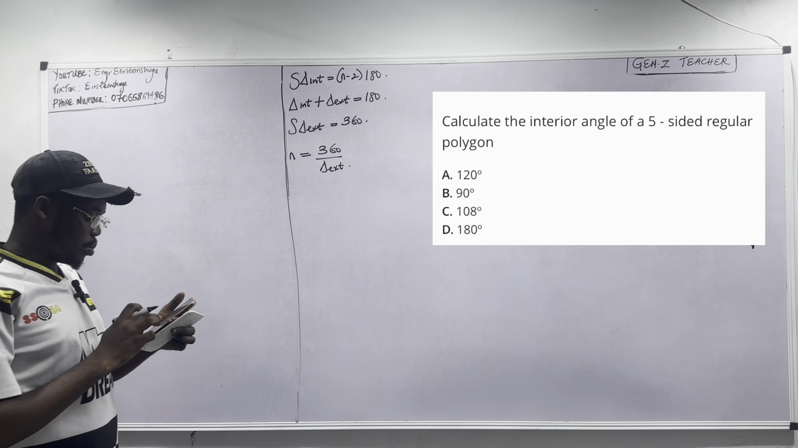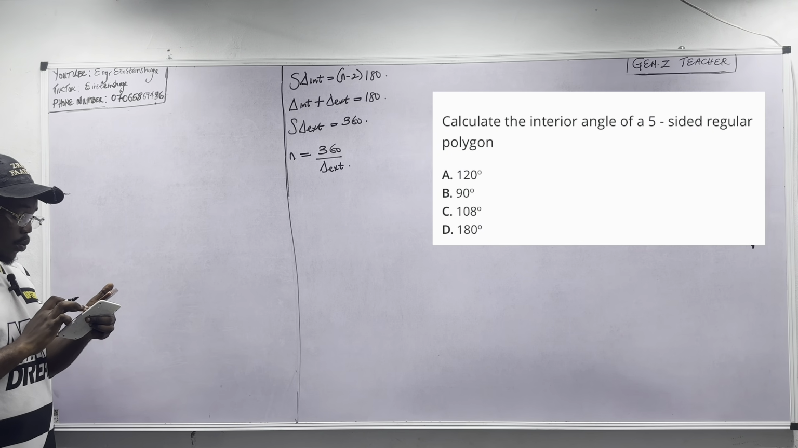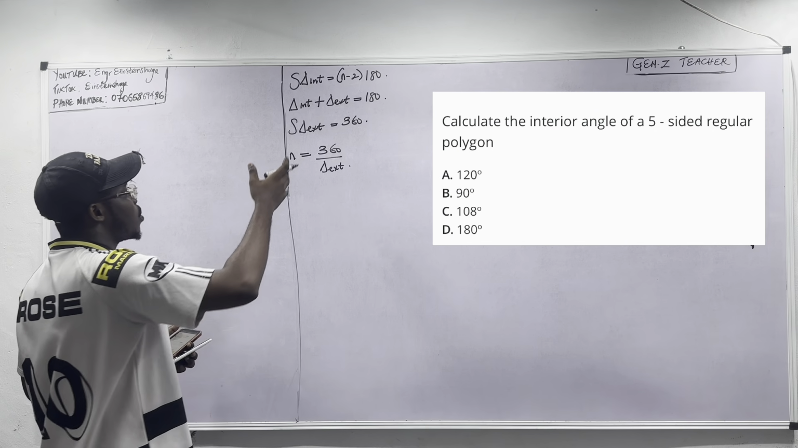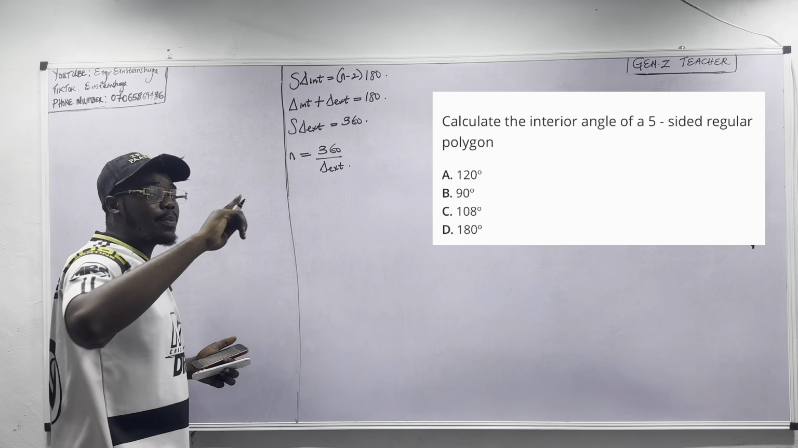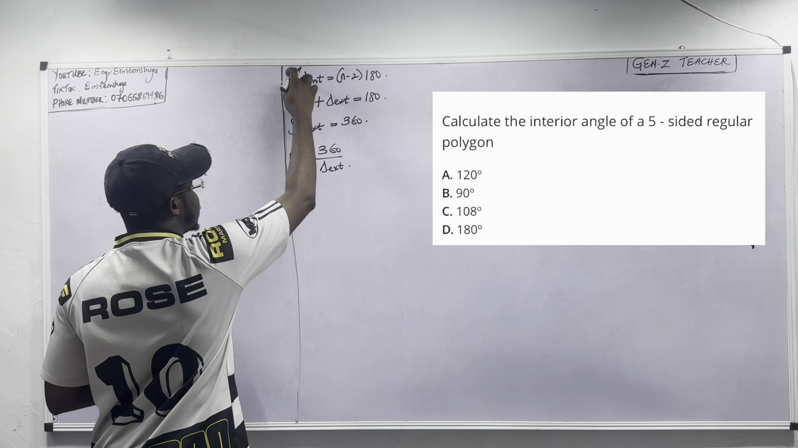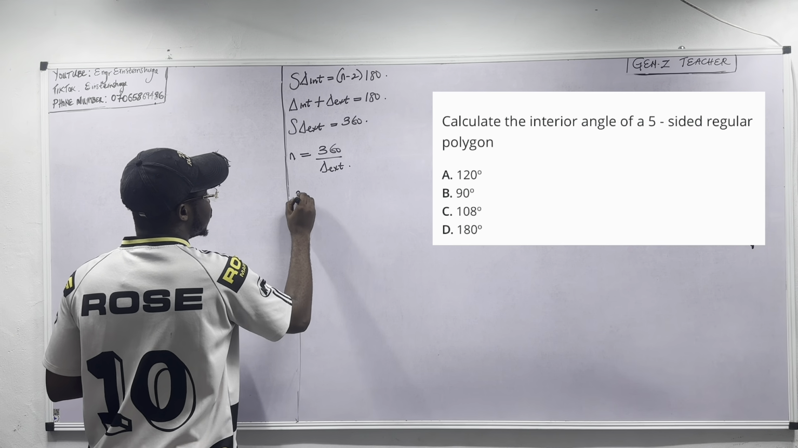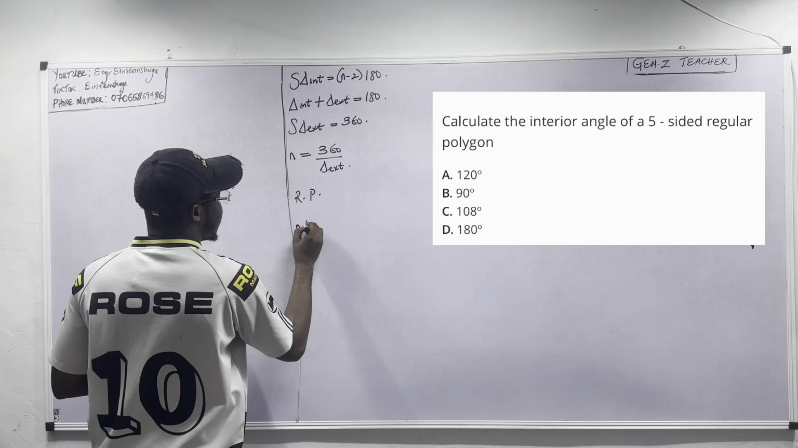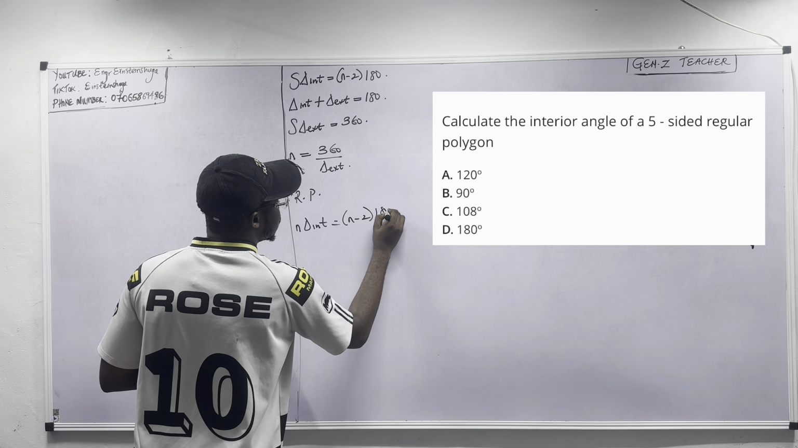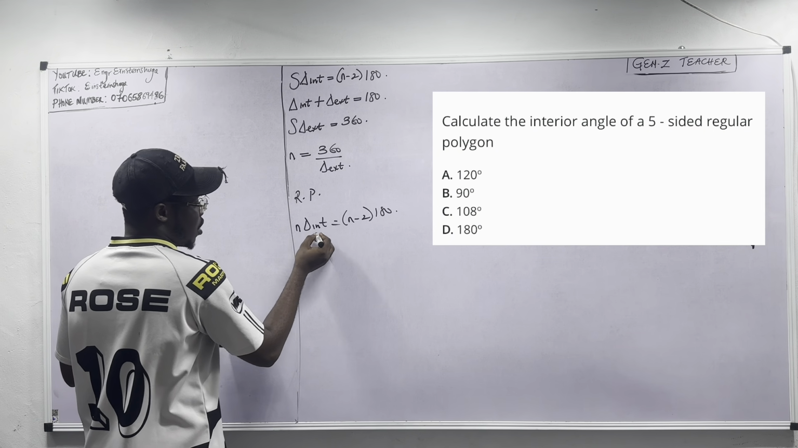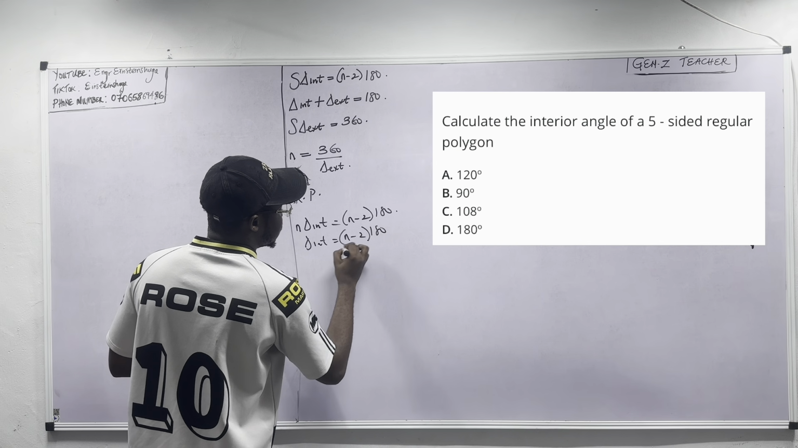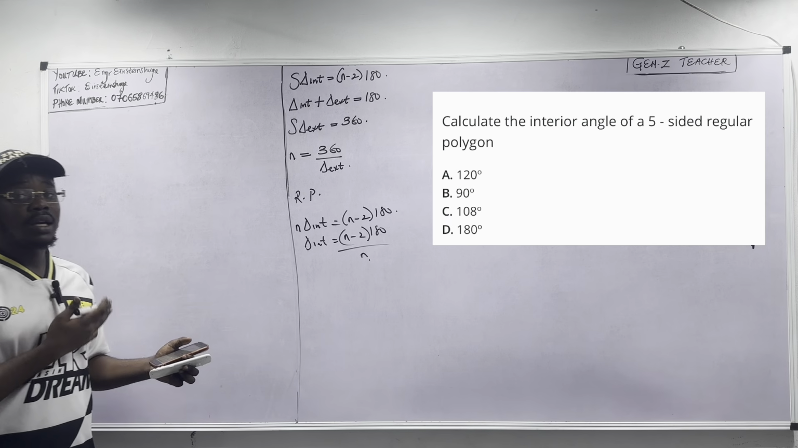Since we know this on the board, now from the question given, calculate the interior angle for a 5-sided regular polygon. Since for a regular polygon all the angles are equal, the sum can just be n times 1 interior angle, which must be (n minus 2) times 180. So the interior angle can be (n minus 2) times 180 all over n. This is a shortcut to apply in this question.